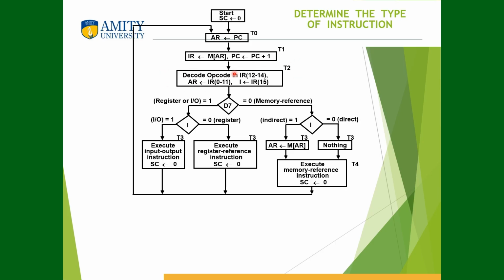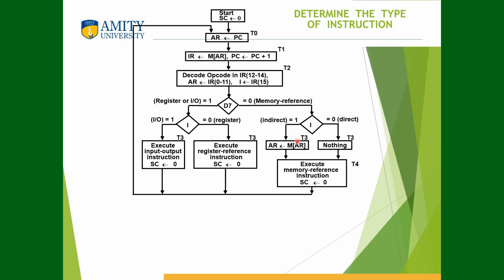After decoding, now at this step we decide whether the instruction is memory reference, register reference or input output. So when the bit D7 is 0, that means it will be memory reference. This D7 proves that the opcode is not 111, it is anything but 111, hence it is memory reference. But if D7 is 1, it shows that the opcode is the combination 111, so it could either be register or input output.